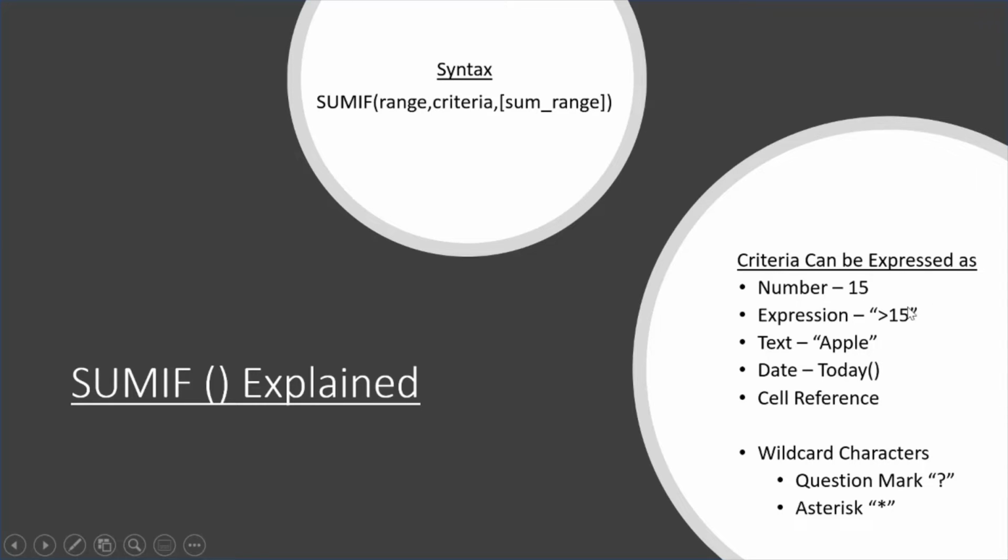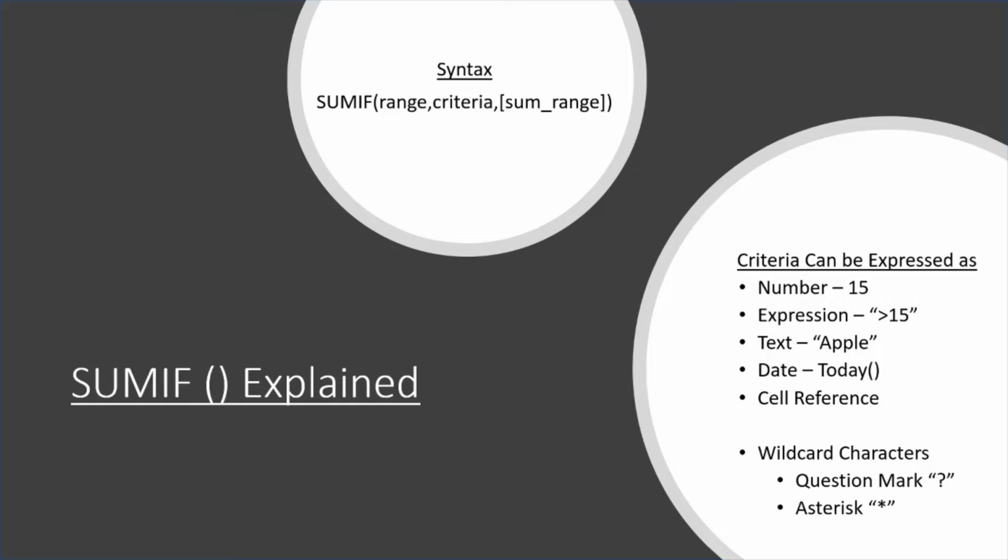Criteria can be expressed as number, expression, text, date or even a cell reference. We can even use wildcard characters such as question mark or an asterisk. A question mark helps us to match a single character, whereas an asterisk helps us to match a sequence of characters from a range that has been selected.